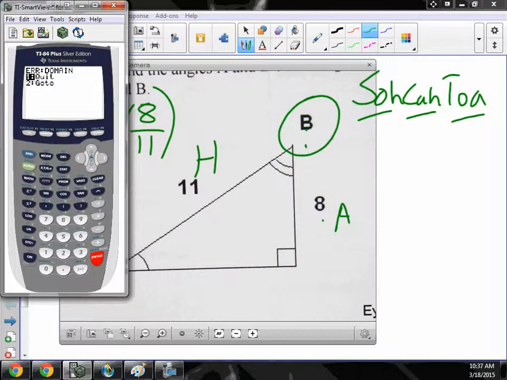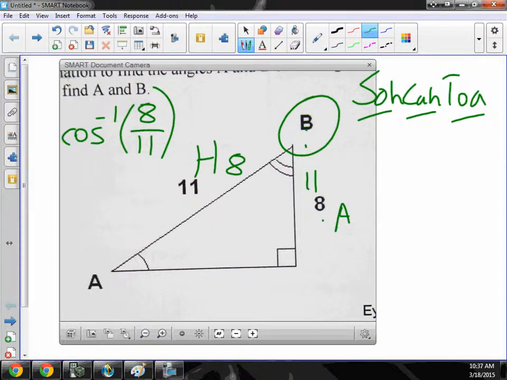Why didn't it work? Can this side be 11 and this side be 8? No. The hypotenuse has to be bigger. So that won't work. Okay. So I know the measure of B. How will I find the measure of A?